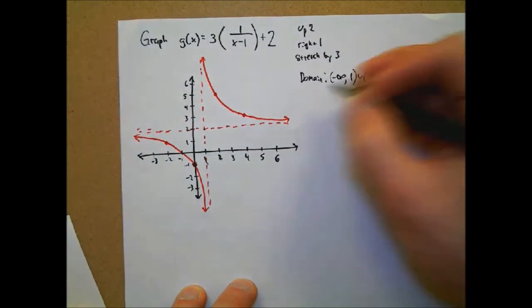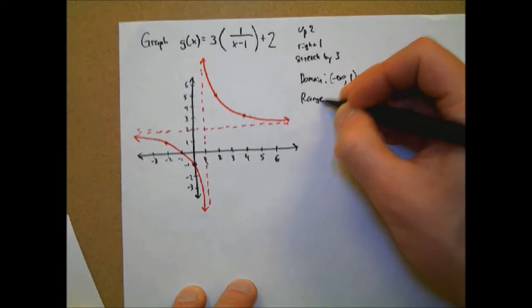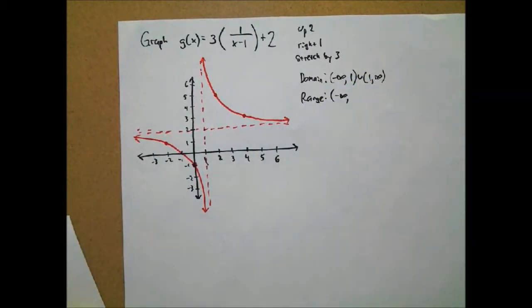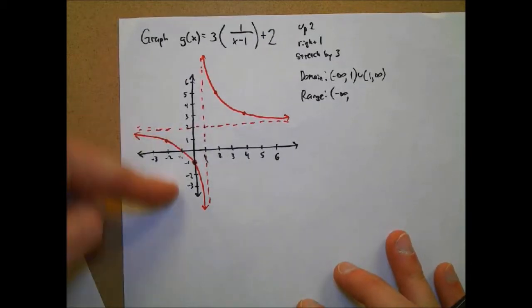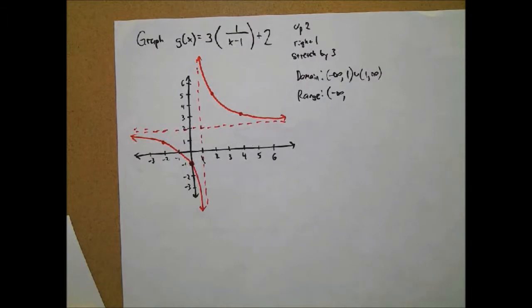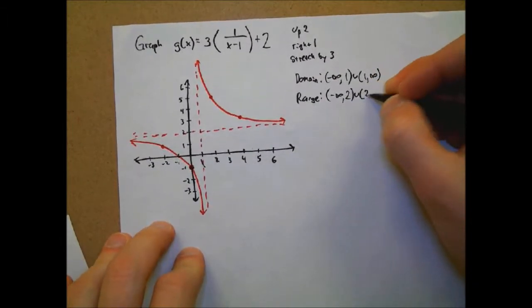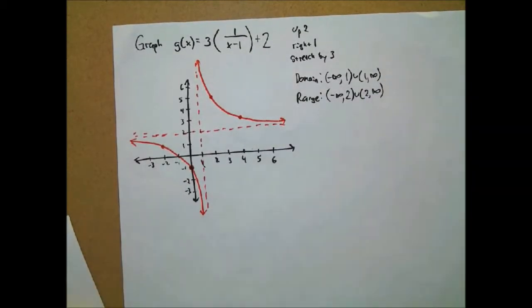What about our range here? Our range also has changed. We'll still go from negative infinity up to what though? Where does our range have to stop or take a break? What do our y values have a break? We can see it there. 2. And so union 2 to infinity.